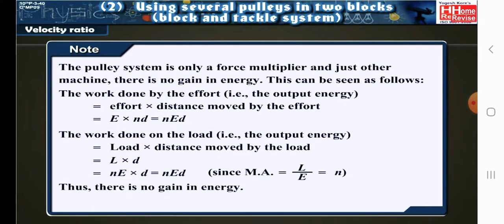The work done by the effort, that is the input energy, is equal to effort into distance moved by the effort, which is equal to E into ND, which is equal to NED. The work done on the load, that is the output energy, is equal to load into distance moved by the load, which is equal to L into D, which is equal to NE into D, which equals NED, since MA is equal to L upon E, which is equal to N. Thus, there is no gain in energy.